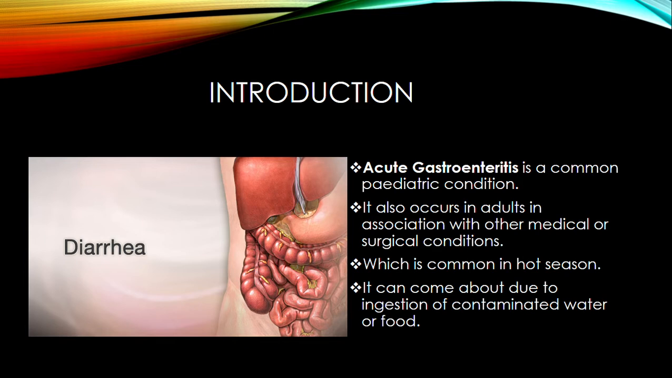As you can see from this picture, acute gastroenteritis affects the gastrointestinal tract or the digestive system. It is a very common pediatric condition, but it also occurs in adults. In adults, it can also come about due to either medical or surgical conditions. It is very common in the hot season. Like the way we are in October, we are in hot season. At this moment, we have a lot of cases of diarrheal disease.